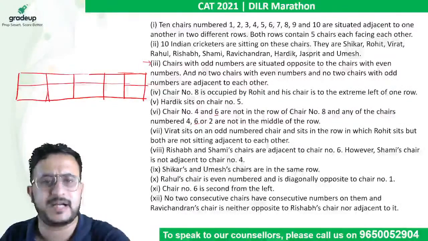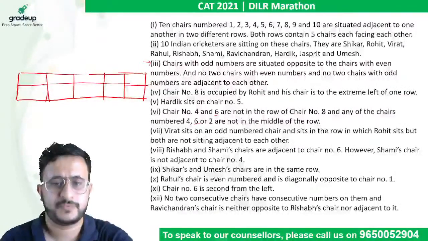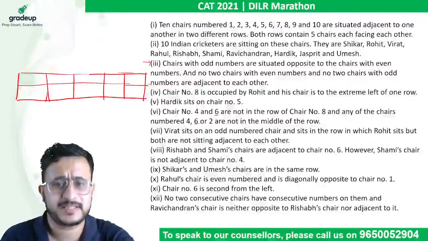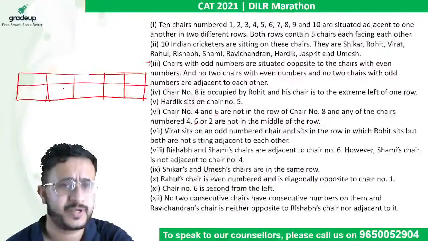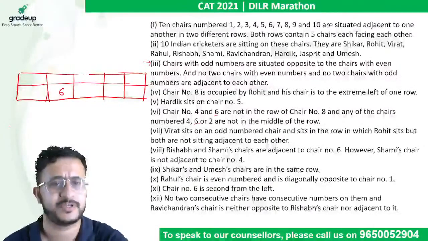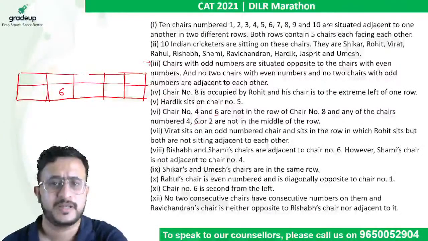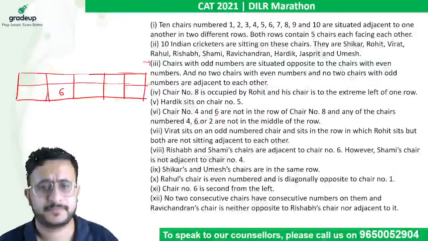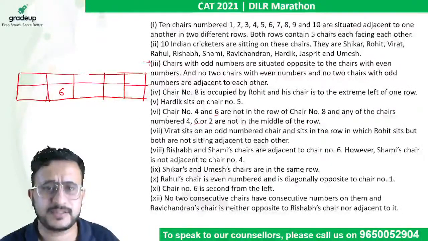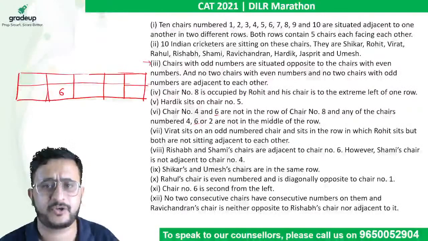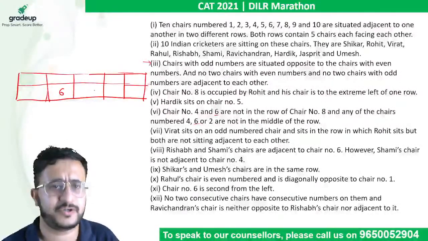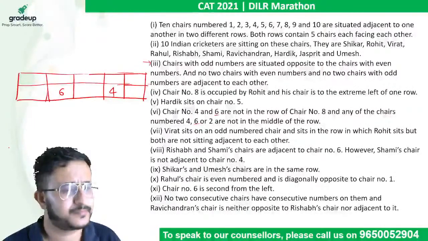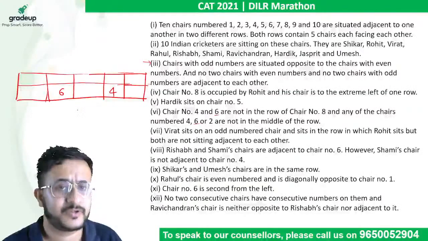Okay, so let's start with this. Now, one is saying that chair number 6 is second from left. Okay, so I'll put chair number 6 here. Now, another thing that it says is that chair number 4 and 6 are not in the row of chair number 8, right? So it means 4 and 6 are in one row. So this will be 4. ठीक है, 4 and there.